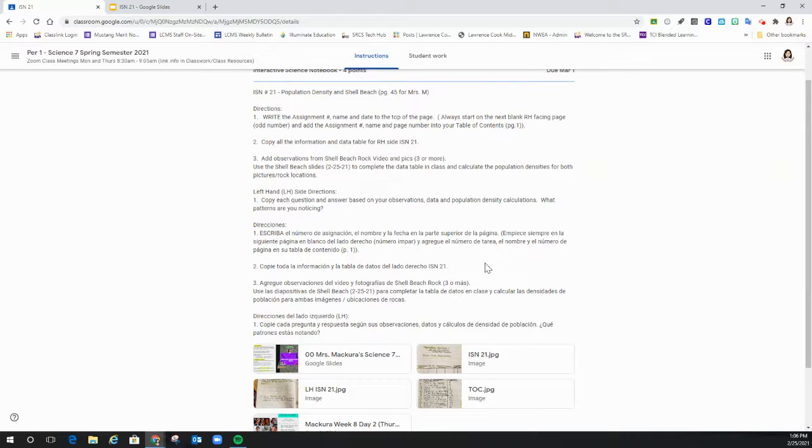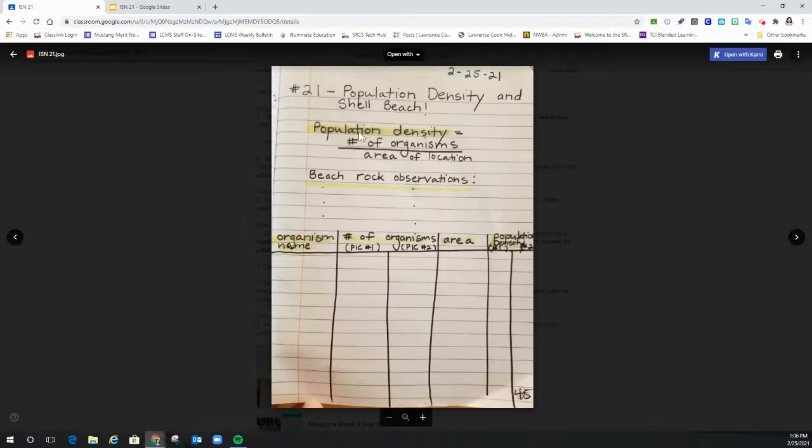Okay, so your job number one is to make sure that you write the assignment number and the name and date at the top, just like we did together in class. So number 21, population density and Shell Beach, and then today's date, 2/25/21. For me, it's on page 45. I think it will be for you as well on the right-hand side.